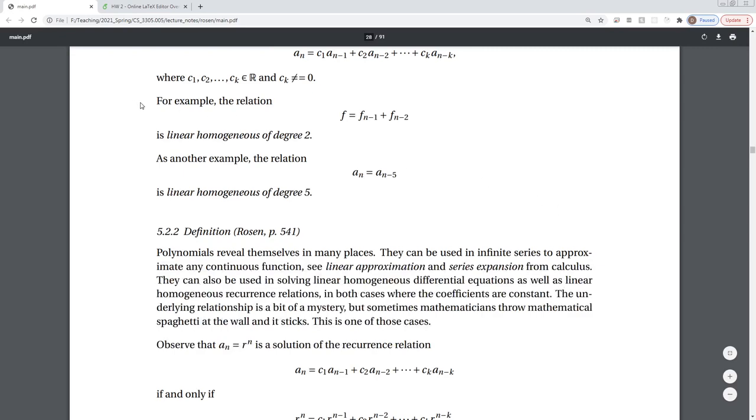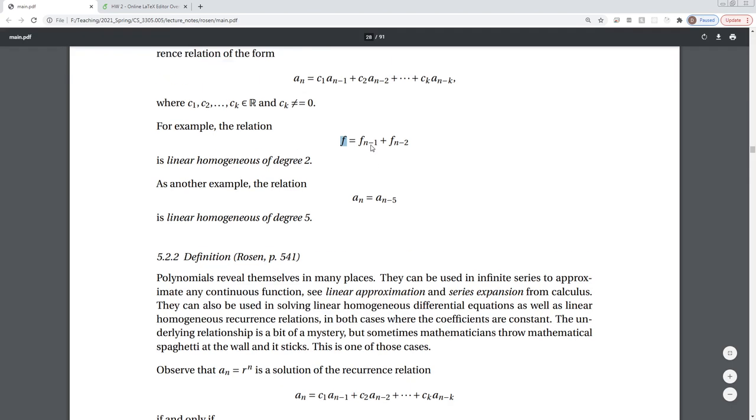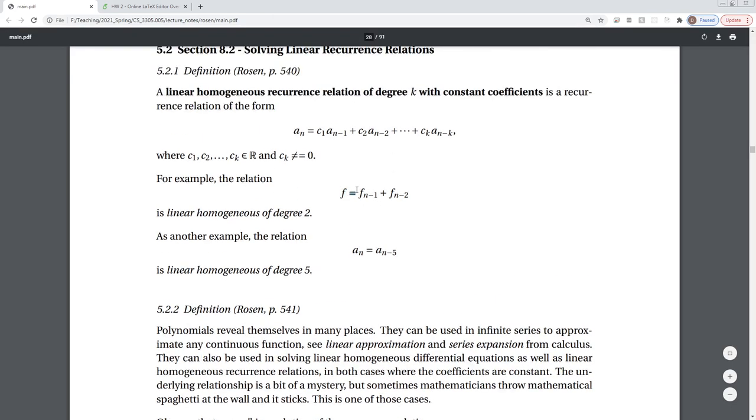Okay. So then, for example, we have the Fibonacci sequence, right? So f sub n is equal to f sub n minus 1 plus f sub n minus 2. So we're adding together the two previous terms to get f sub n, right? Should be a sub n there. And linear homogeneous of degree 2. So it's linear, there's no powers. The constant coefficients, they're both 1, so you don't think about it a lot, but the 1 is hidden there. We're multiplying by 1. And it's degree 2 because we're reaching back 2 terms.